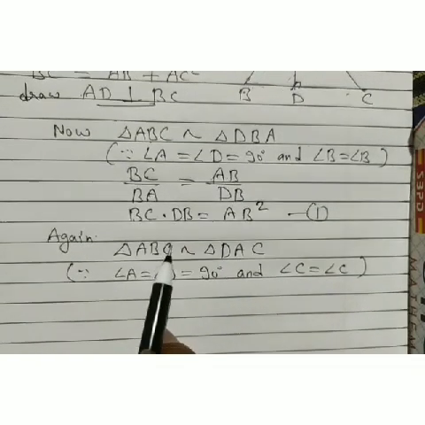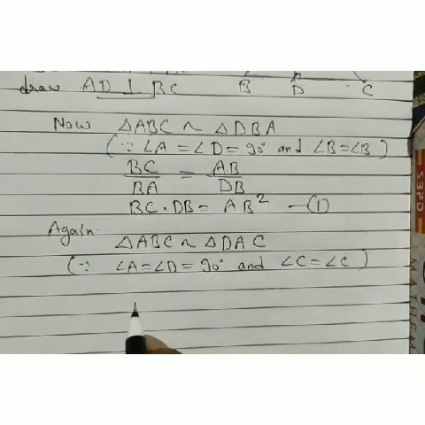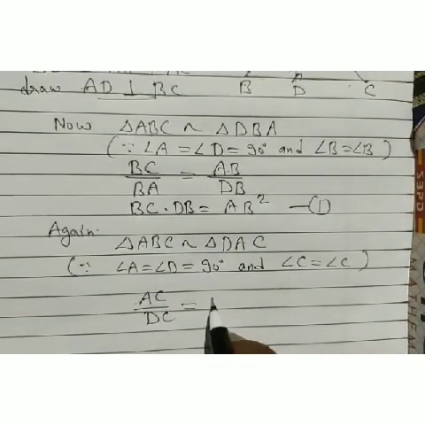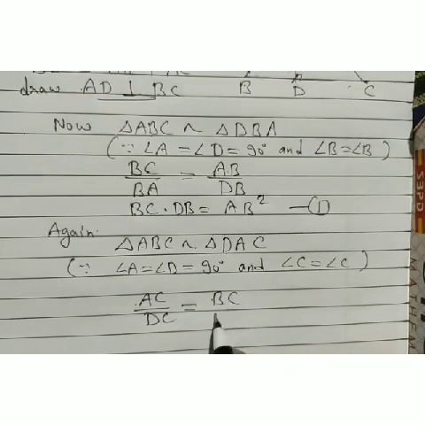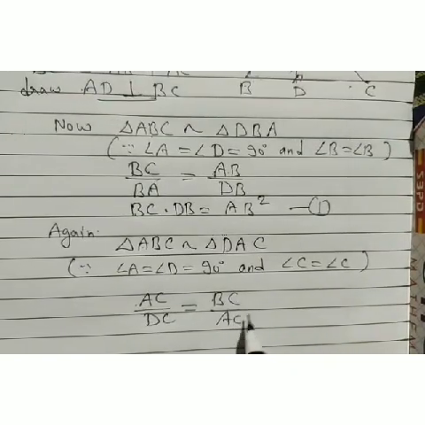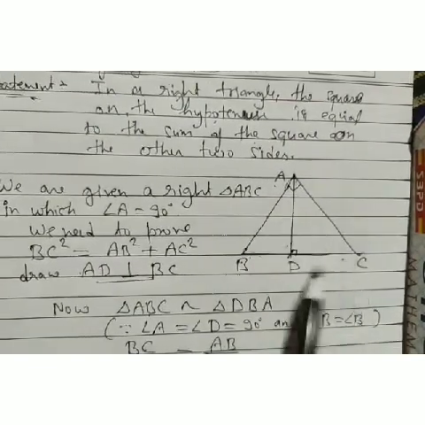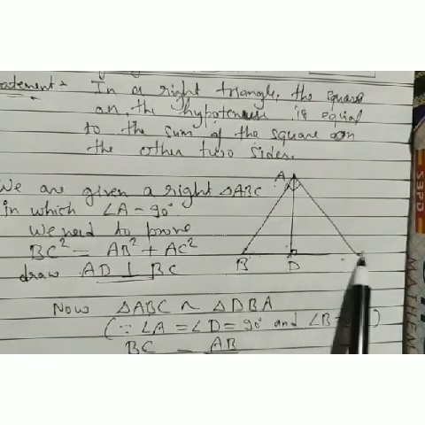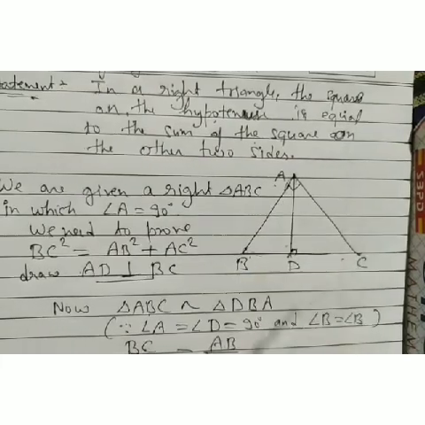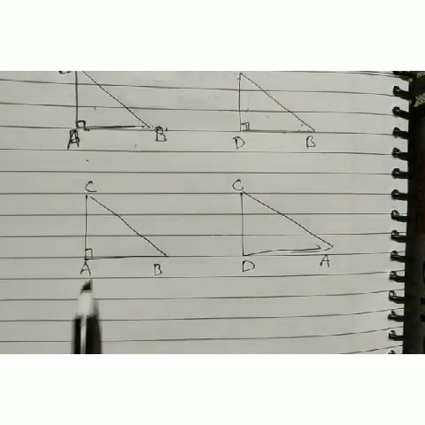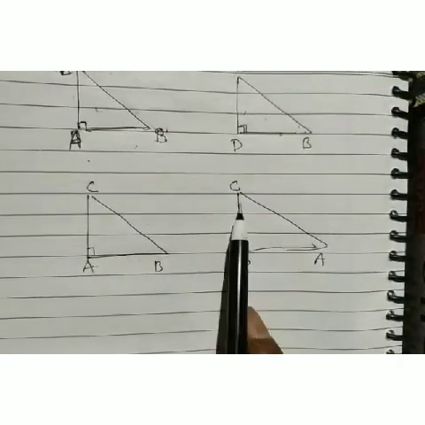Now when these triangles are similar, then what we have? We have AC is to DC is equal to BC is to AC. Now again some confusion there. It's AC is to DC and BC is to AC. Again, you draw individual figures. We have taken triangle ABC and triangle DAC.